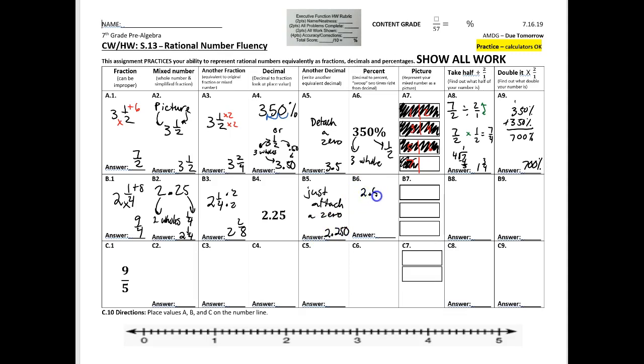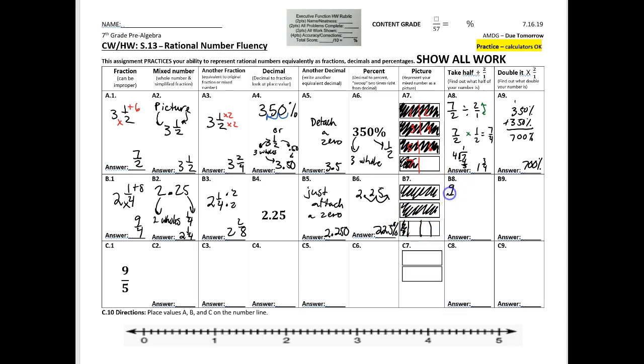For a percent, I'm going to write my original decimal, 2.25. Start from the decimal, and if percent to decimal is start at the end and swoop 2 times to the left, decimal to percent is start at the decimal, swoop 2 times to the right. So 225%. My picture should be easy. I'm just doing 2 and 1/4, so there are 2 wholes. Then I'm going to divide it up into fourths. So 1/4, 2/4, 3/4, and 1/4 looks like that. Okay. Hopefully yours is a little bit neater than mine.